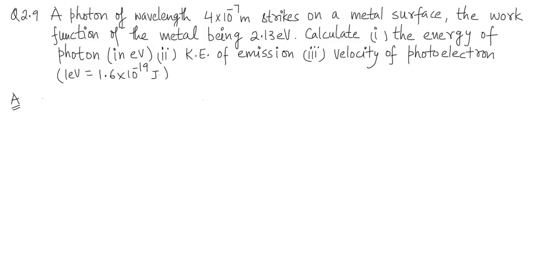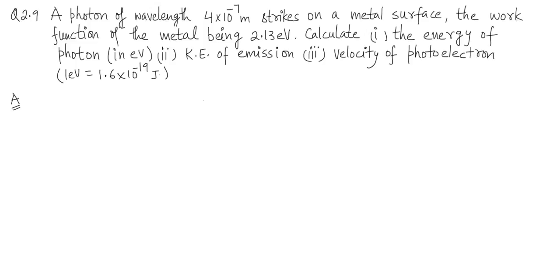Alright, question 2.9. A photon of wavelength 4 into 10 to the power minus 7 meter strikes on a metal surface. The work function of the metal being 2.13 electron volt. Calculate part 1, the energy of photon in electron volts. Second, kinetic energy of emission. And third, velocity of photoelectron. You are given that 1 electron volt is equal to 1.6 into 10 to the power minus 19 joules.